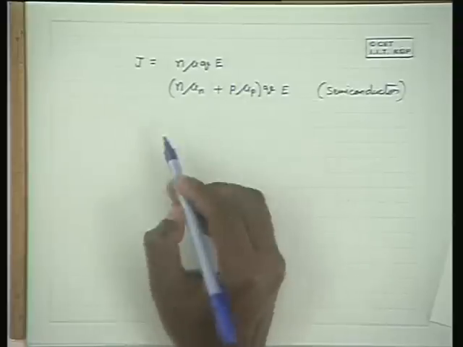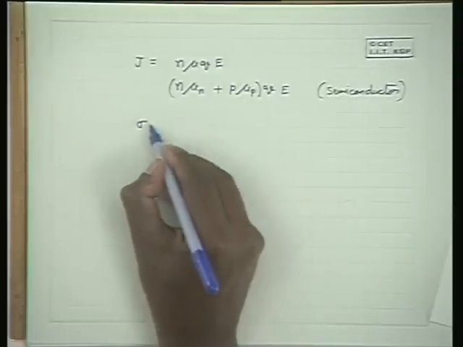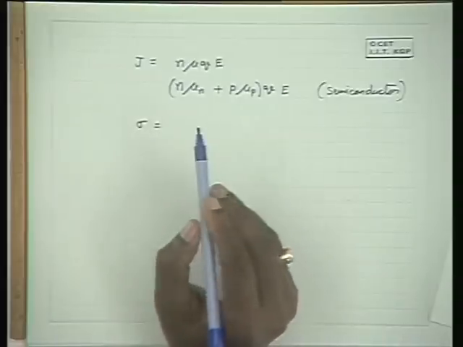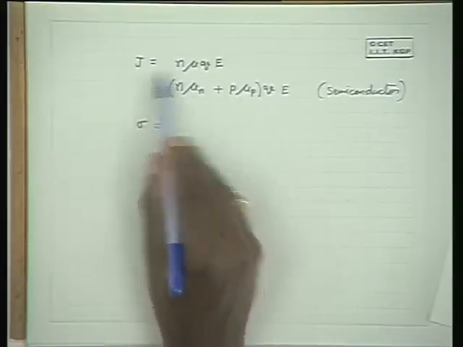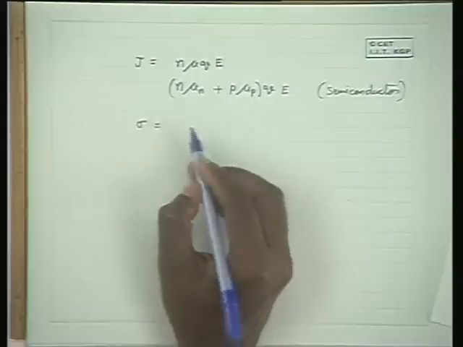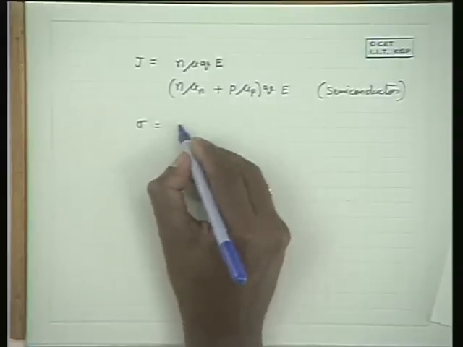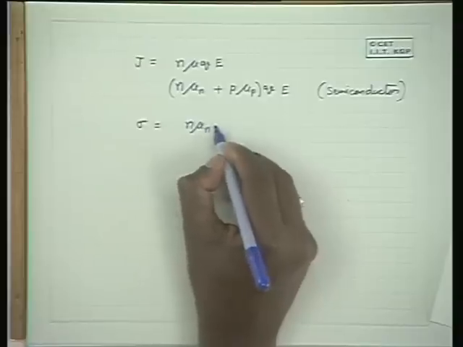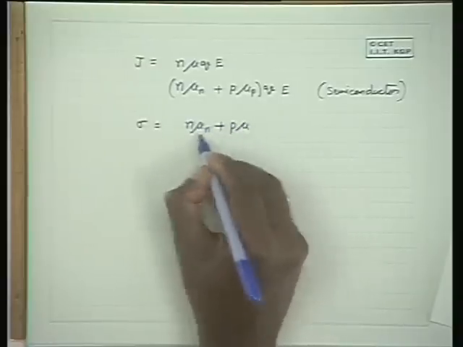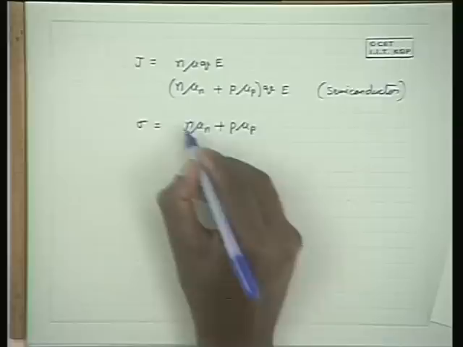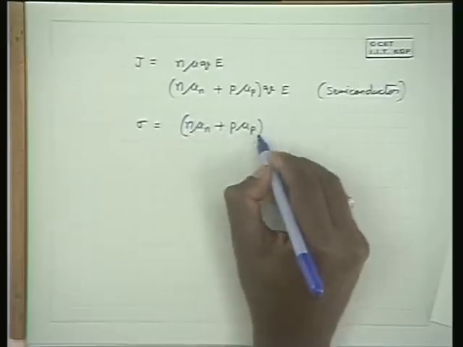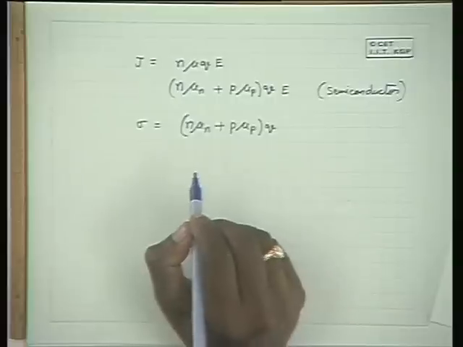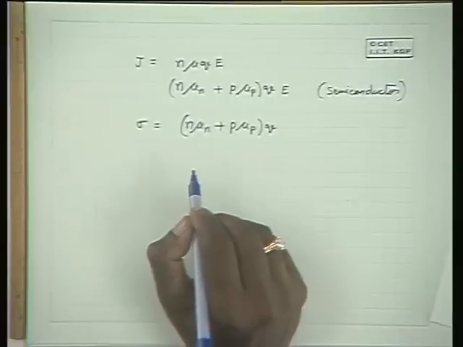Now from this, in the last class we discussed how to get the conductivity from this expression. So extending the same thing, which is straightforward, the conductivity of a semiconductor can now be expressed as (n mu n plus p mu p) into q, an electronic charge. So this is the expression for conductivity.